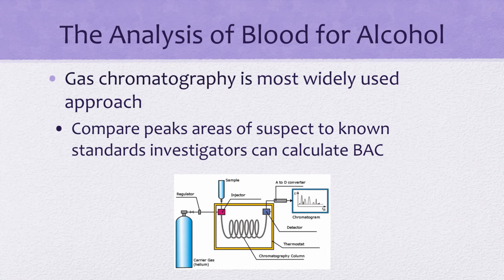The most widely used approach is gas chromatography, which we discussed in the last chapter. What they do is send the sample through the chromatograph, which gives them a reading in the detector, and they compare the peak areas of the suspect's sample to the known standard of alcohol, and then investigators can calculate the BAC.